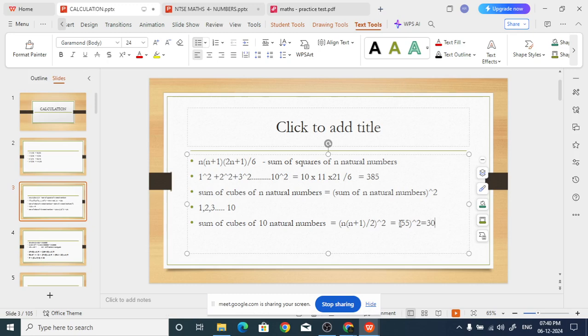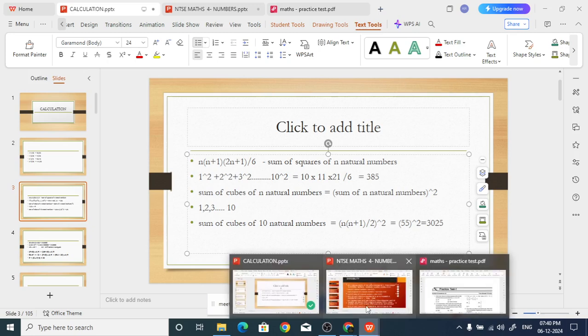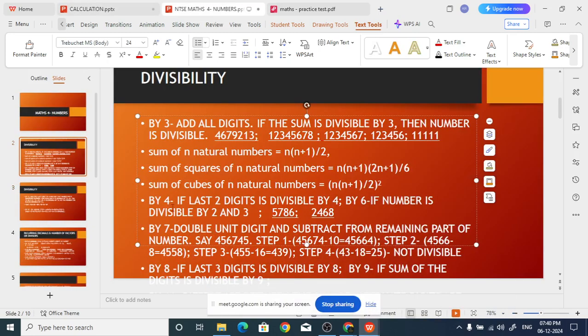Like this, you have to practice a little bit. Okay? Right, we'll go again to theory. How do you find whether a number is divisible by 4? If the last 2 digits are divisible by 4, then that number is divisible by 4. Suppose 5786, how will you find whether it's divisible by 4? What are the last two digits? 86. Whether 86 is divisible by 4 or not. It is not divisible by 4, so 5786 is not divisible by 4.